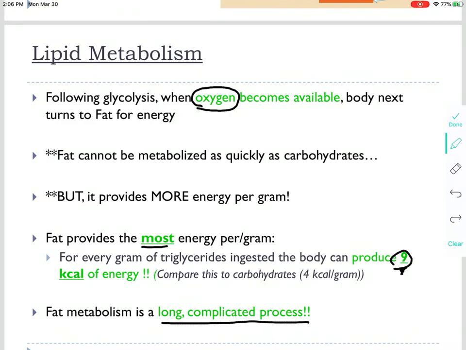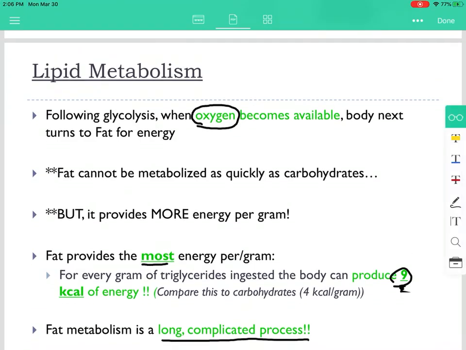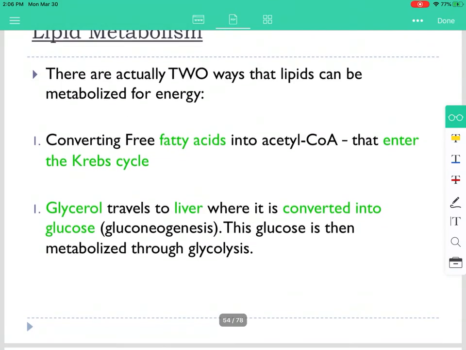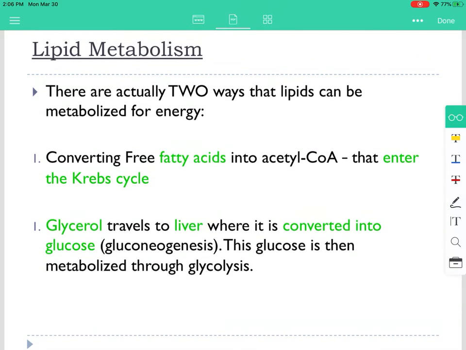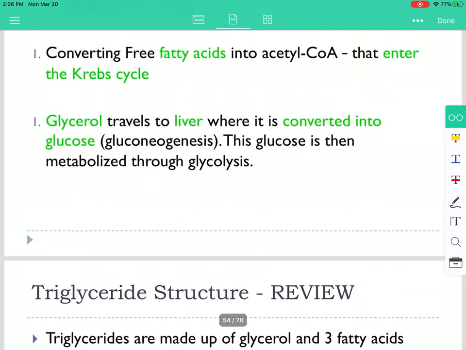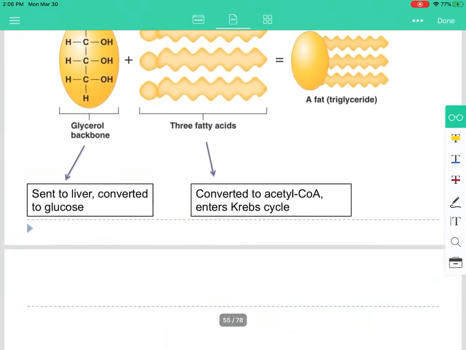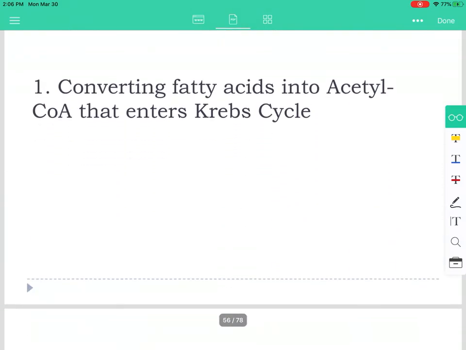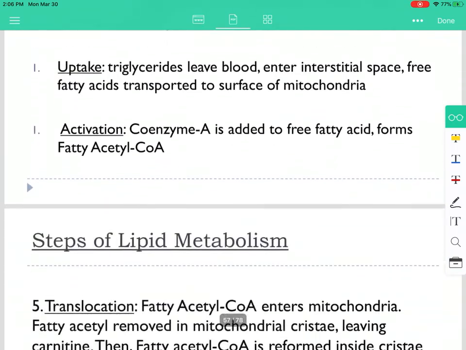But fat metabolism is not easy. We would like it to be easy because it gives us such good energy, but it's not. It's complicated. There's actually 2 ways that we can convert lipids into energy. You don't have to know the bottom one.